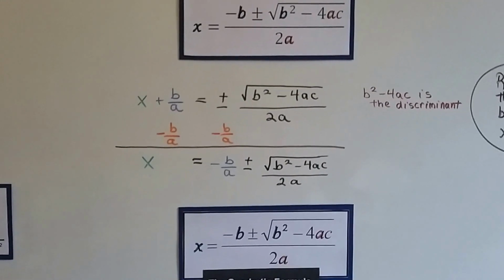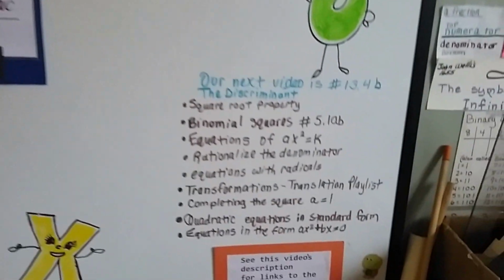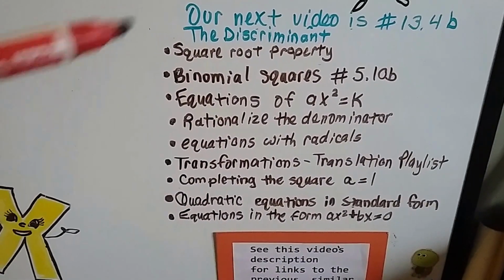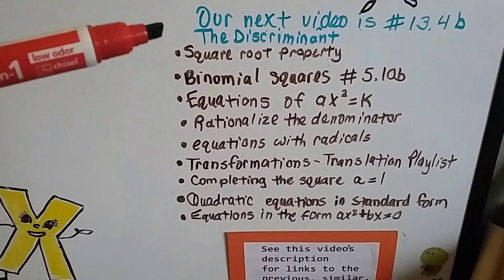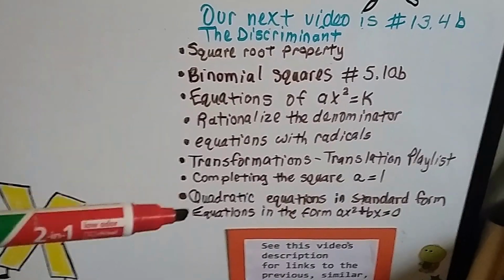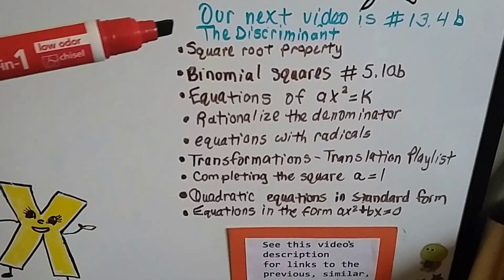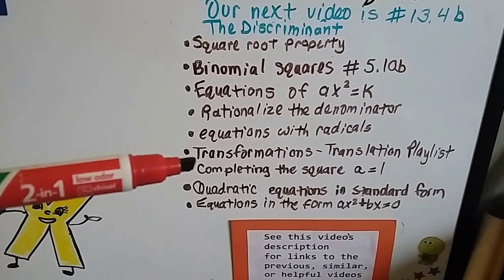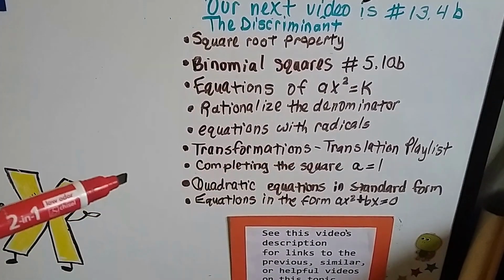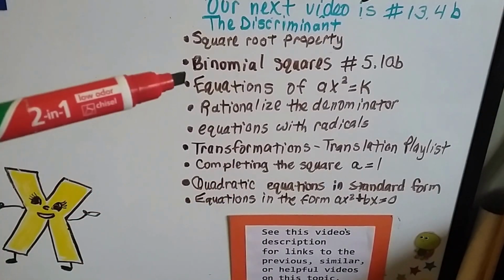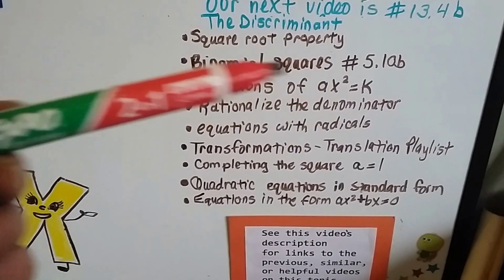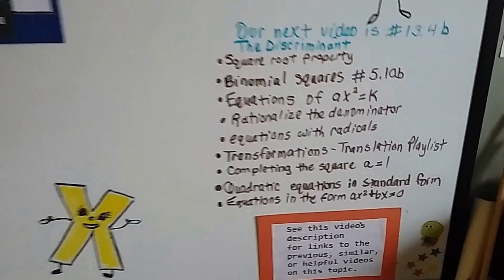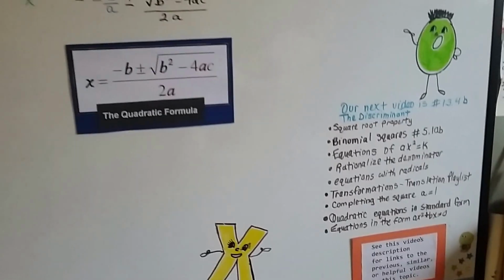We're going to talk about that in the next video. In 13.4b, we're going to talk about the discriminant, those values underneath that radical sign on the right side. And if you want to go to any of the videos where we did binomial squares or the square root property, or when we did completing the square when a equaled 1 and when it didn't equal 1, and equations in the form of ax squared equals k, all of these are in the description of this video, just one click away, all right?